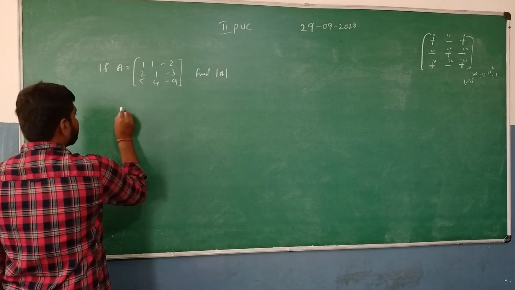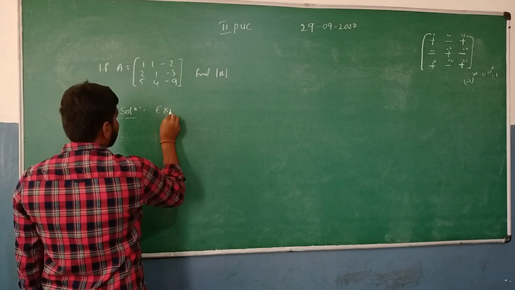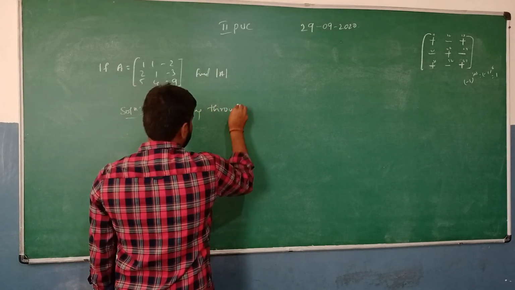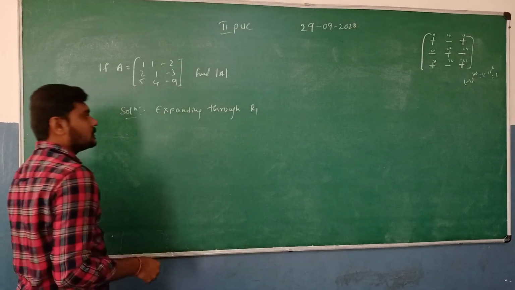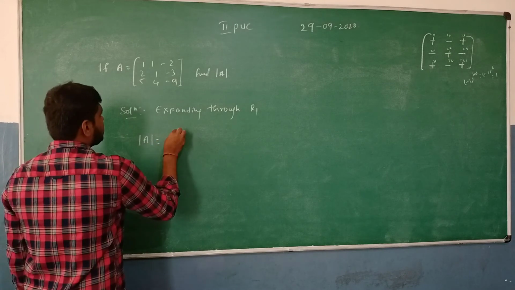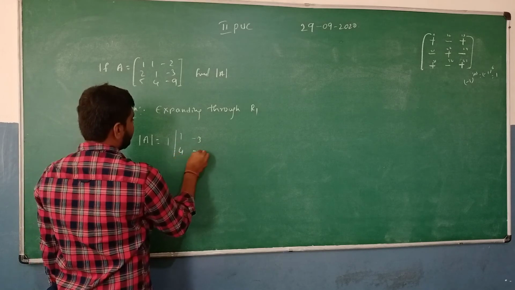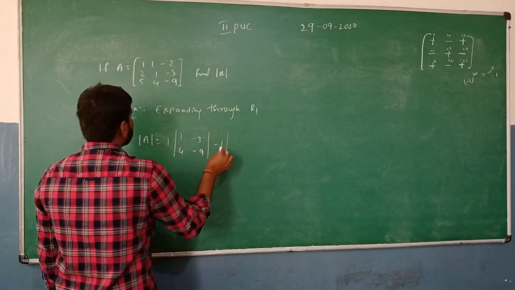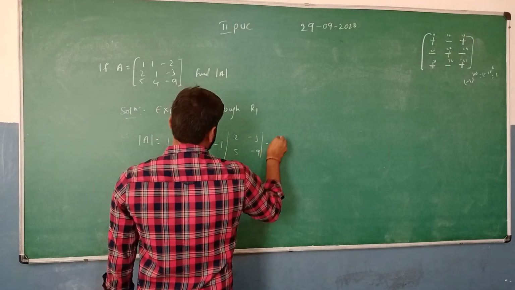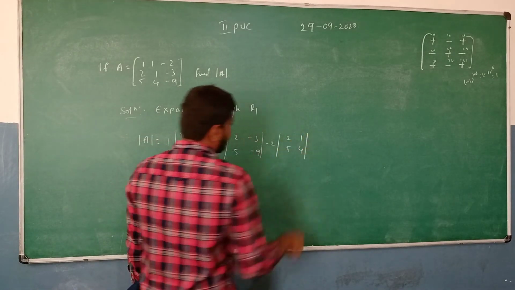The solution: expanding through row 1, determinant of A is 1 into the determinant of 1, -3, 4, -9, minus 1 into the determinant of 2, -3, 5, -9, minus 2 into the determinant of 2, 1, 5, 4.